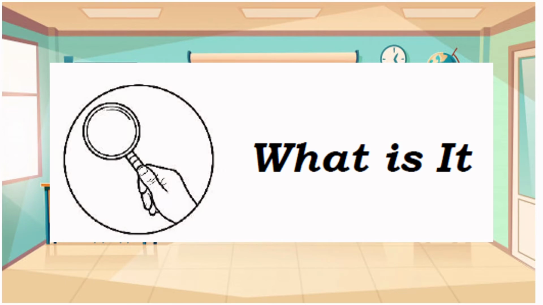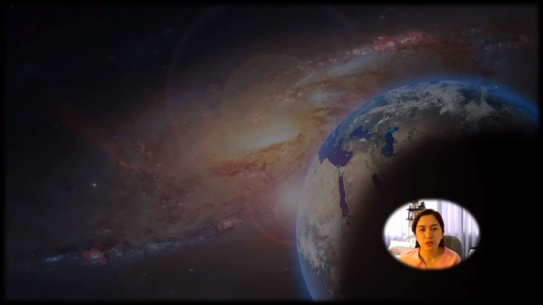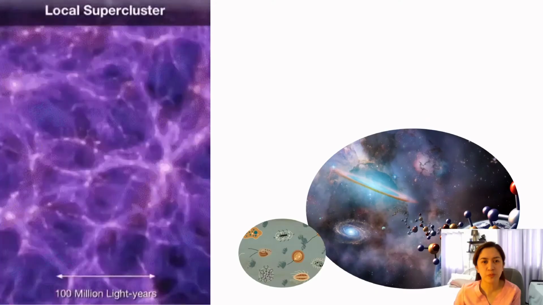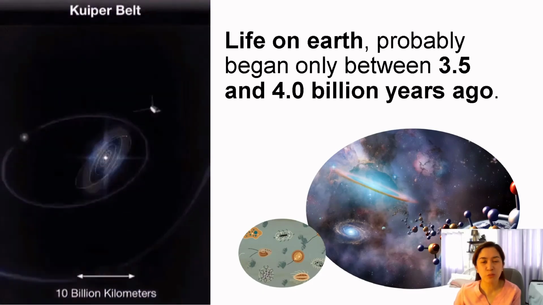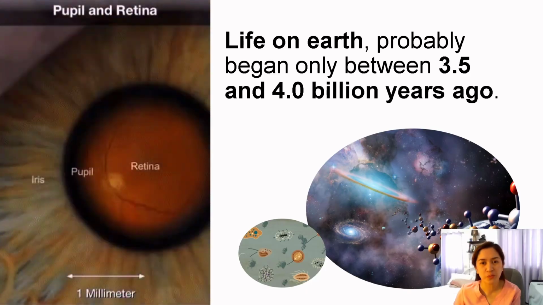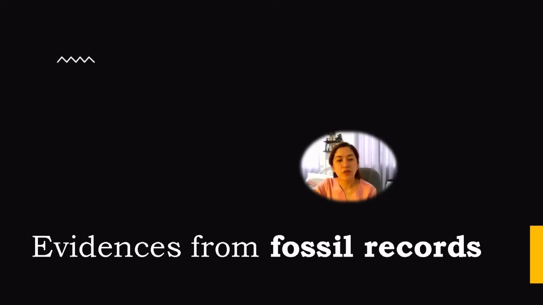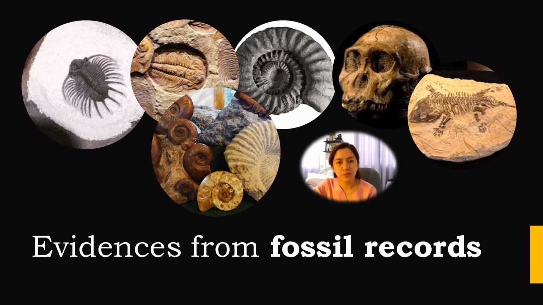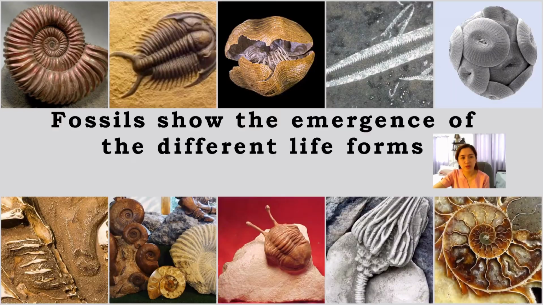This section provides a brief discussion of the lesson. This aims to help you discover and understand new concepts and skills. The universe is about 4.6 billion years old. Life on Earth probably began only 3.5 to 4 billion years ago. These are evidences from fossil records. Fossils show the emergence of the different life forms.